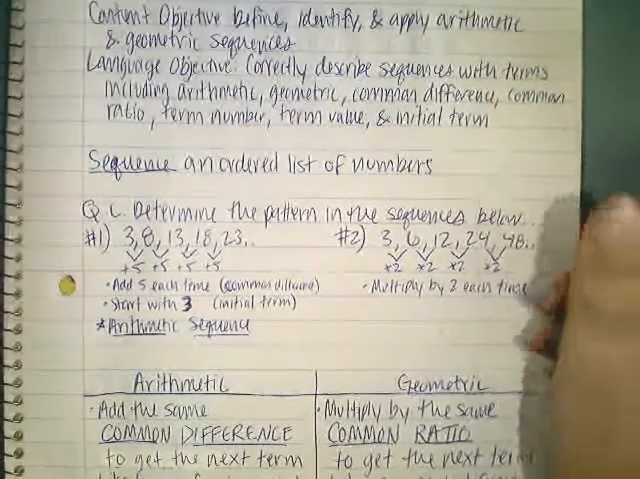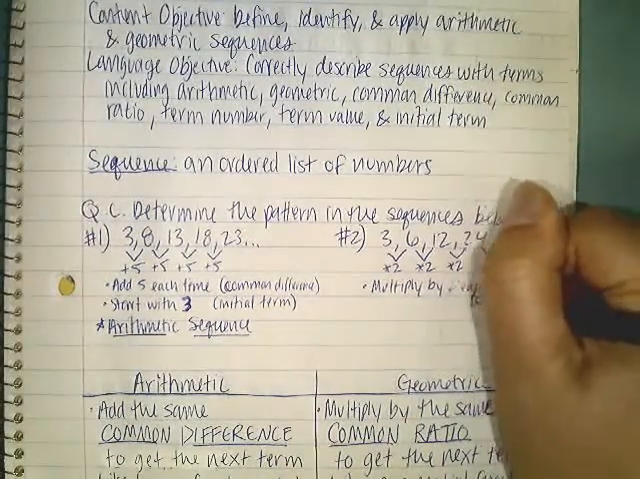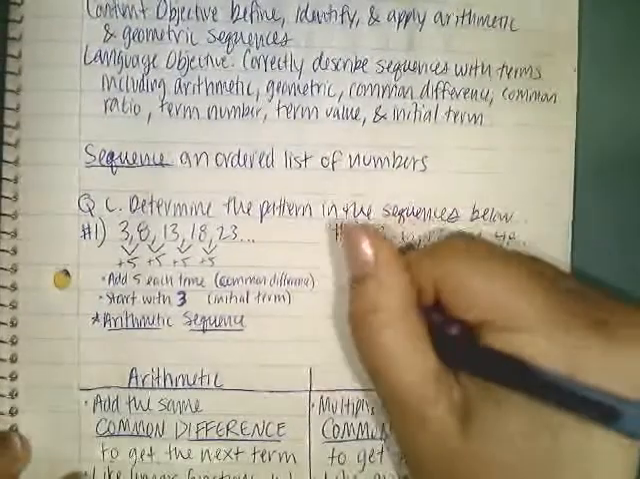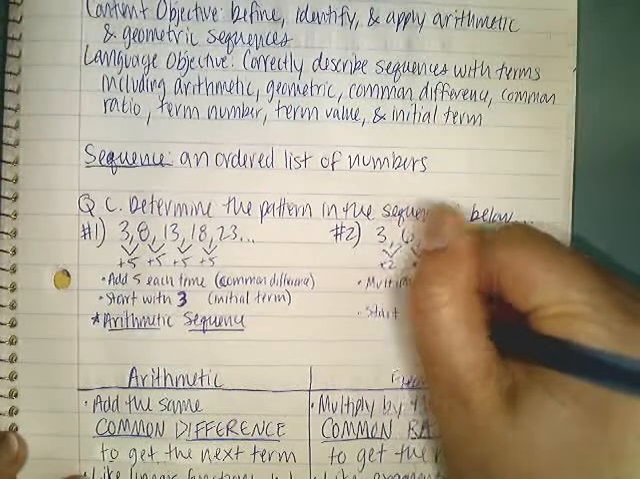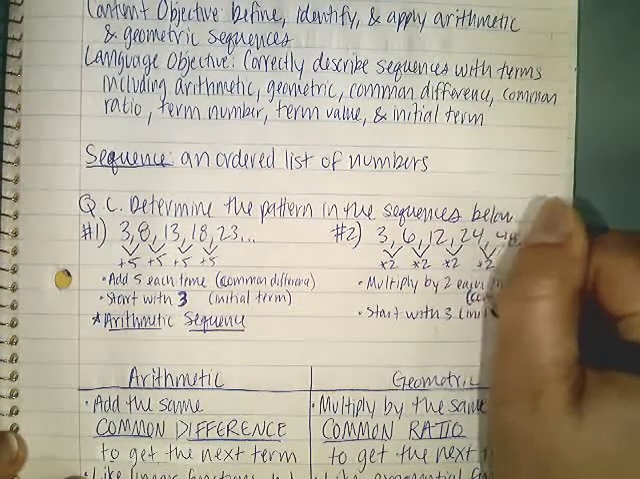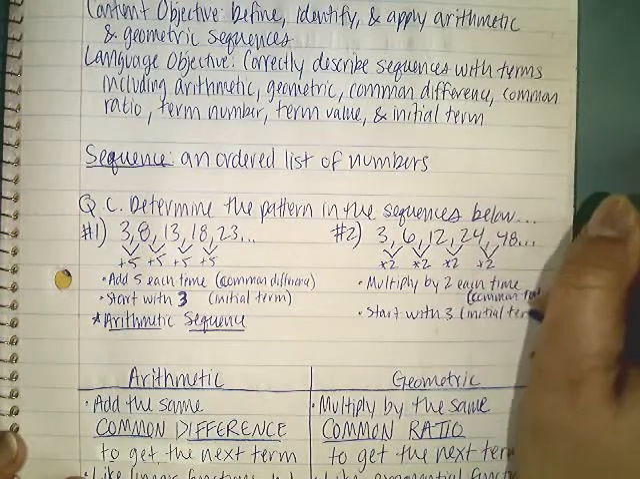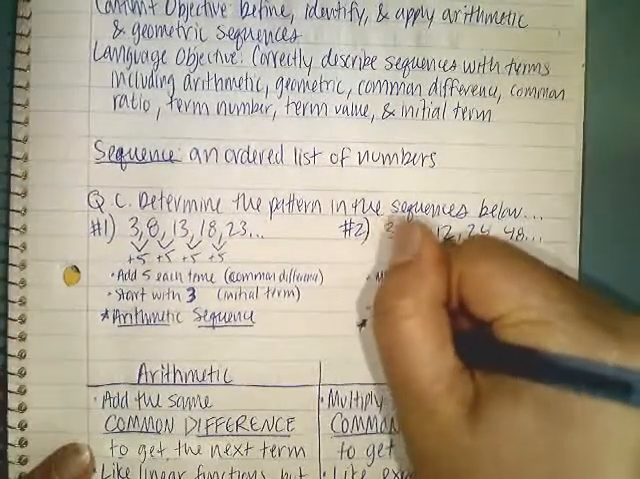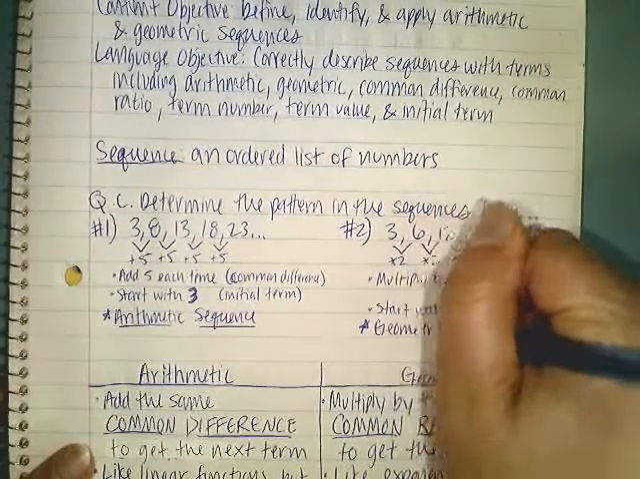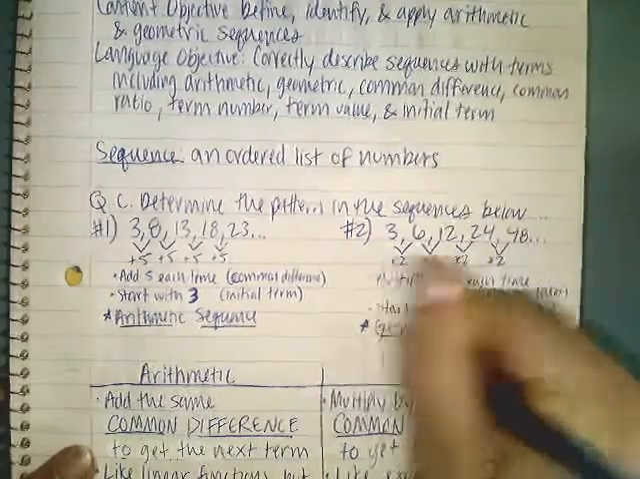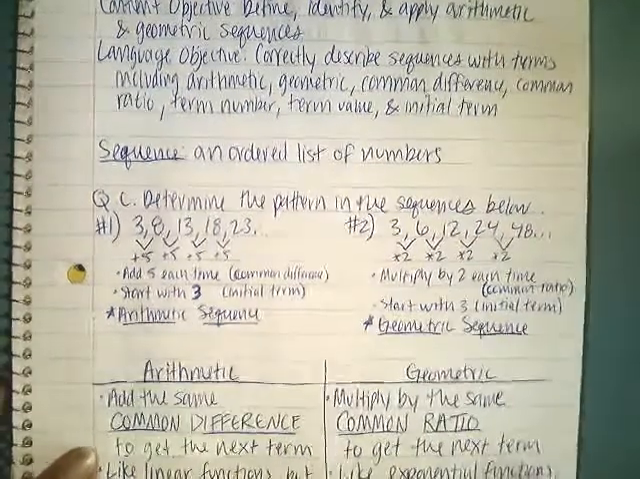So this is our common ratio, because it's going to be our other term. Again, we started with 3, so that is, again, our initial term. But this sequence is geometric, because we're multiplying each time. It's going to be a geometric sequence.